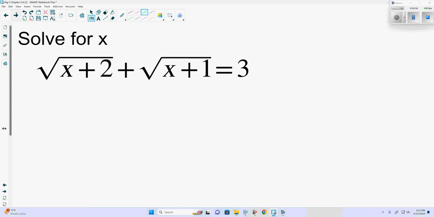This one's not in your note sheet, but we're going to go on and look at it. So if you want to get out a blank sheet of paper or something to write it on, you can. We want to solve for x. We have the square root of x plus 2 plus the square root of x plus 1 is equal to 3.